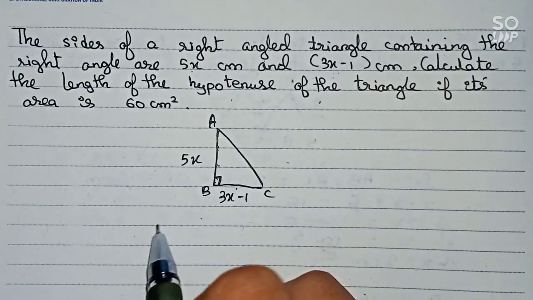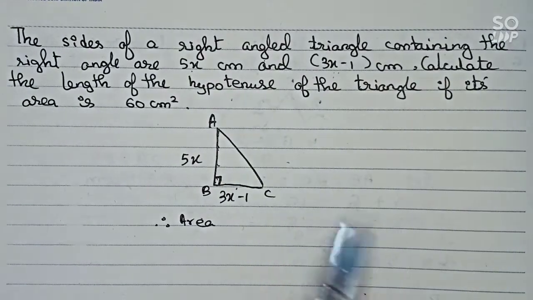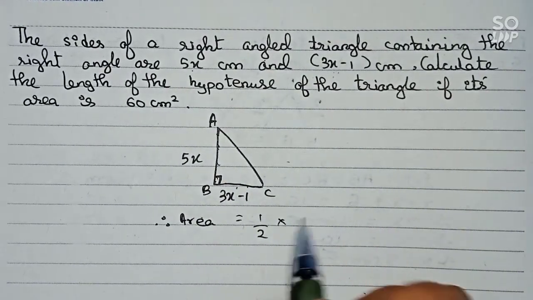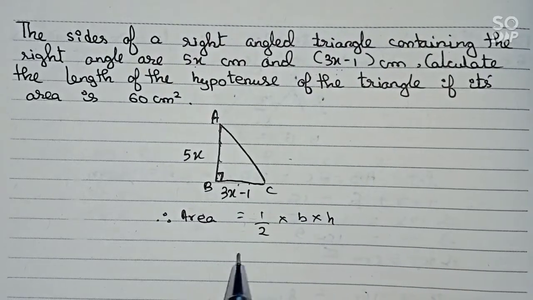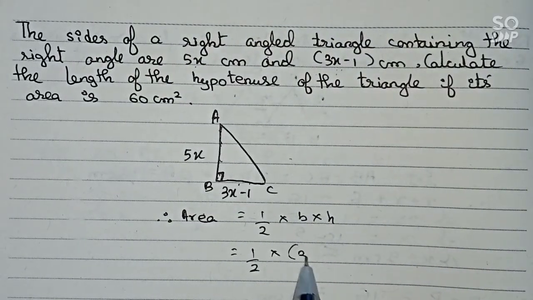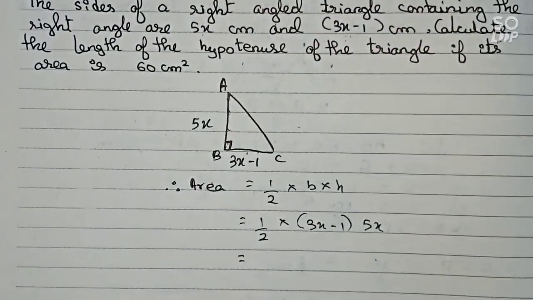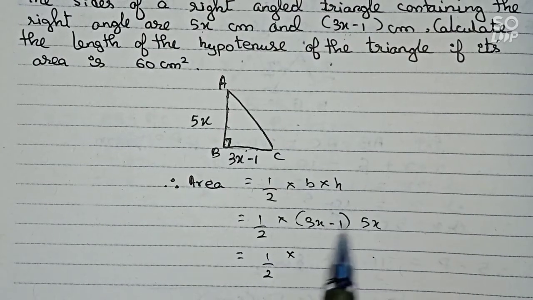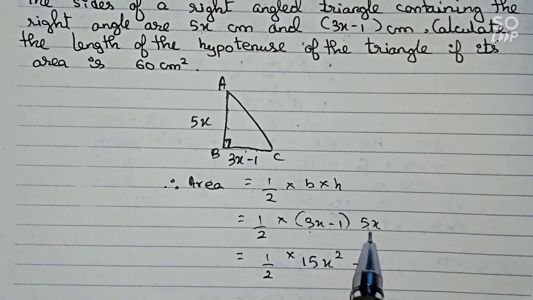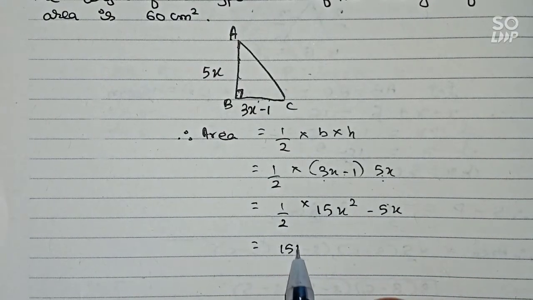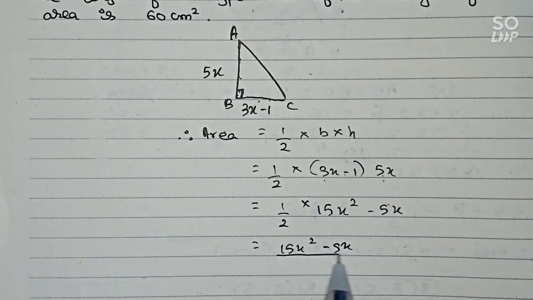Now you can find out the area by this: this is the height and this is the base. You know the formula of area, half into base into height. So half into base, which is our 3x minus 1, and height, which is our 5x. So half into 5x into 3x, that is 15x square, minus 5x into 1, that is 5x. It becomes 15x squared minus 5x divided by 2.